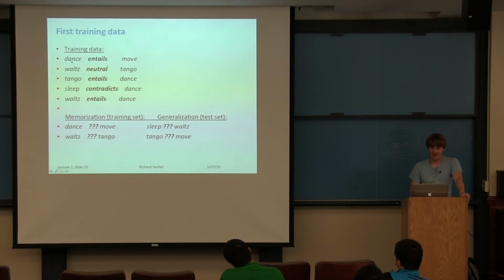So we know, for instance, that dancing entails moving. Whenever somebody's dancing, that means also that they are moving. Or, to waltz and tango, there's basically just a neutral relationship. You could be doing them almost at the same time, but it's unlikely. And in some cases, some words basically contradict each other. You cannot be sleeping and dancing at the same time. So those are some of the different kinds of lexical relationships. And ideally, if we train this on dancing entails moving and waltzing entails dancing, then ideally the model would learn also that tango probably entails moving as well.